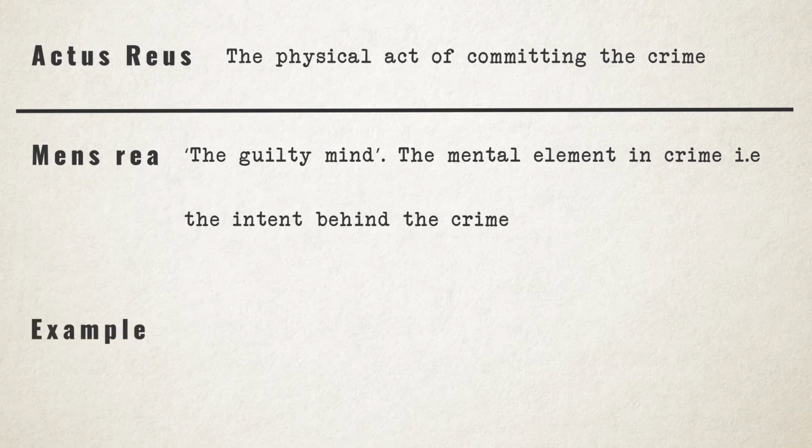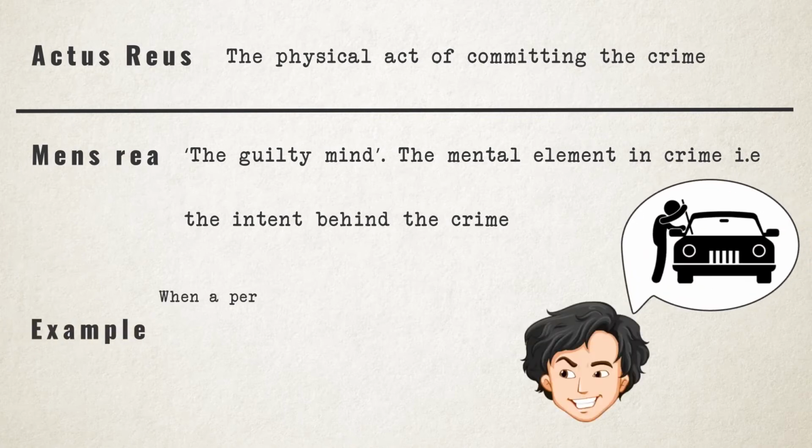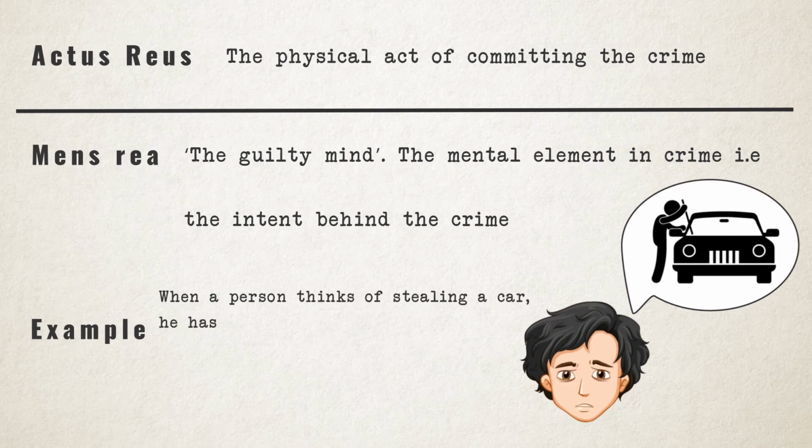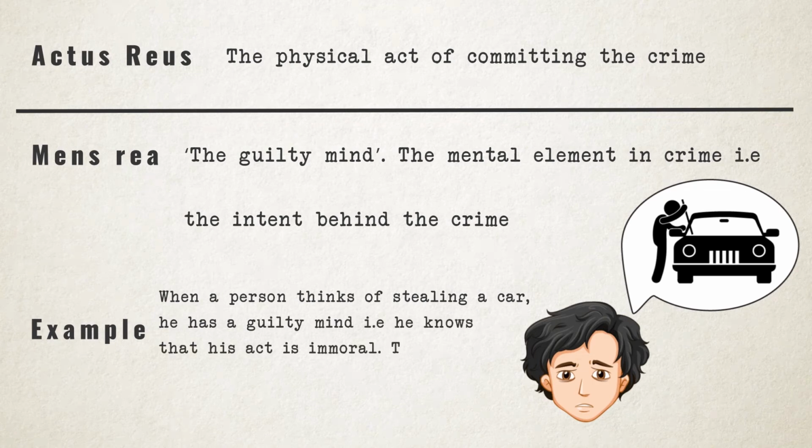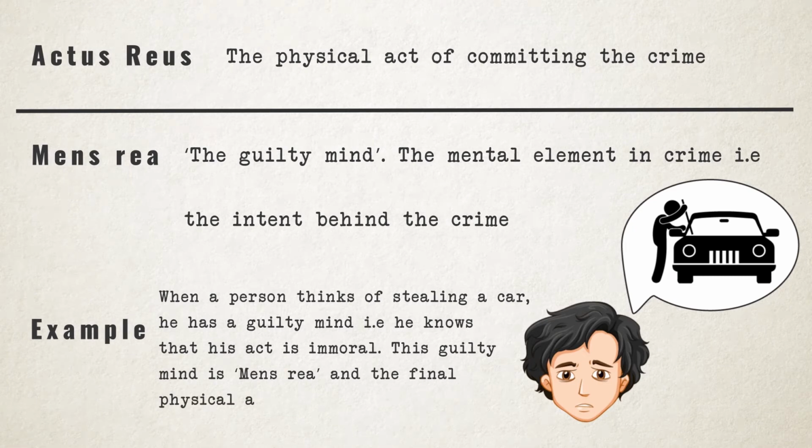For example, when a person thinks of stealing someone's car and selling it for money, he has a guilty mind. He knows that his act is not correct. And that guilty mind or that thought is mens rea. And finally, when he commits that act, he steals it and sells it, that physical act is actus reus.